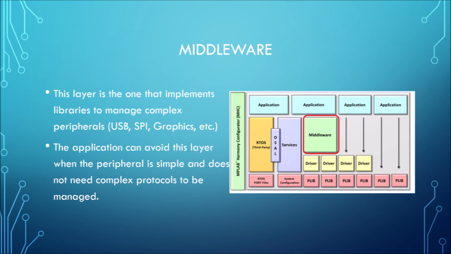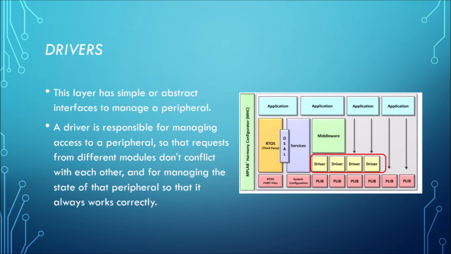Middleware allows you to manage complex peripherals that usually have many configuration and initialization registers, as well as many steps to send and receive information. For example, the USB module or the Ethernet module. The application layer can bypass this layer when a peripheral is not very complex to manage, such as the UART module. Drivers are libraries dedicated to managing microcontroller peripherals, providing a consistent interface for their configuration and use.